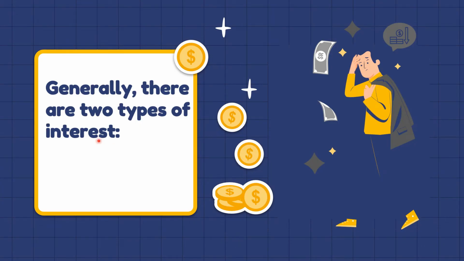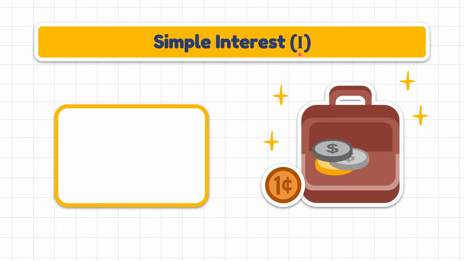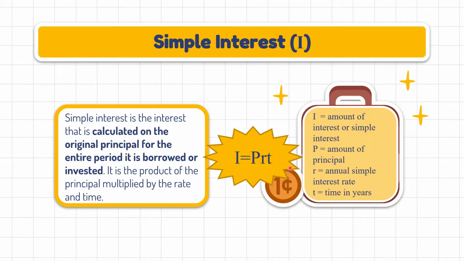Generally, there are 2 types of interest. The first one is simple interest and the second one is compound interest. For compound interest, you will learn in 7.3. Simple interest is represented by capital letter I. Simple interest is the interest that is calculated on the original principal for the entire period it is borrowed or invested. It is the product of the principal multiplied by the rate and time. So, this is the formula to calculate interest.